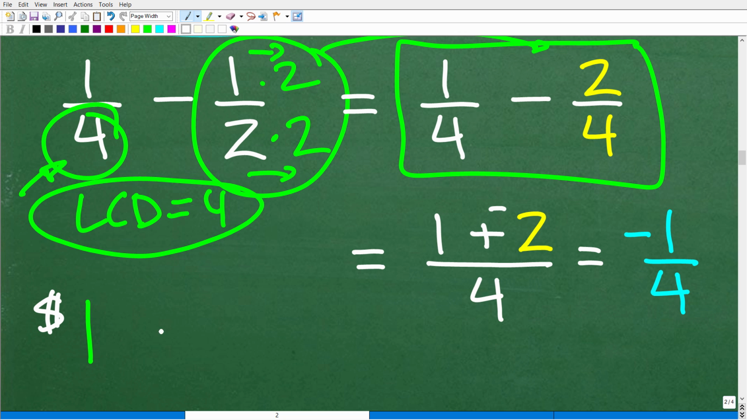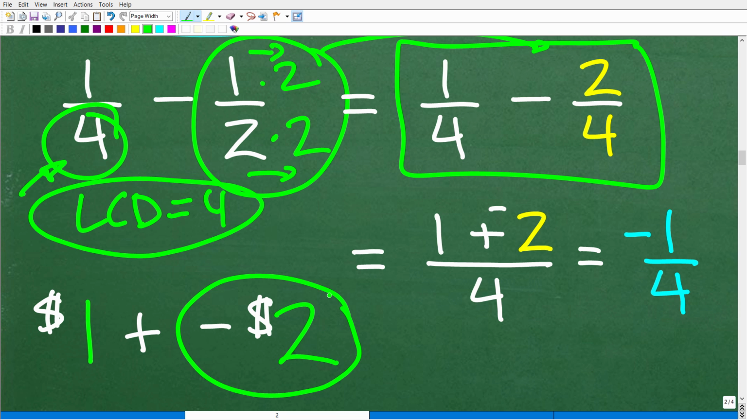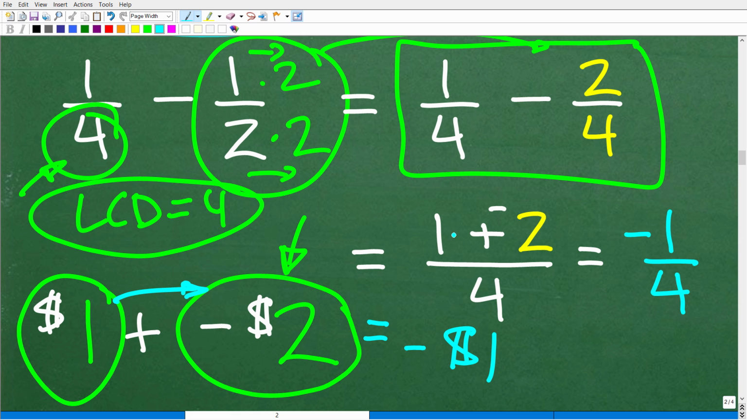So let's suppose I have 1 plus -$2, right? -$2. So what does -$2 mean? It means like you owe $2, right? Maybe you borrowed some money from your friend and you owe them $2, but you only have $1. So what are you going to do? Because you're such a good friend, you're going to be like, hey, I'm going to give you my dollar, and you still owe them $1, right? So the answer, 1 plus -2 is -1.